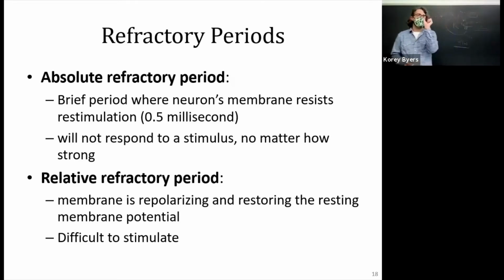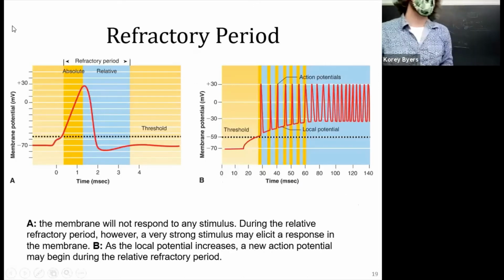So there's also a period right after that called the relative refractory period, which is basically where your cell is tired. It doesn't want to send another action impulse, but if we keep receiving sodium, it will. And so there's absolute where it cannot, and then relative where it will if we keep sending impulses, even though it is difficult. And so this image tries to show you that.